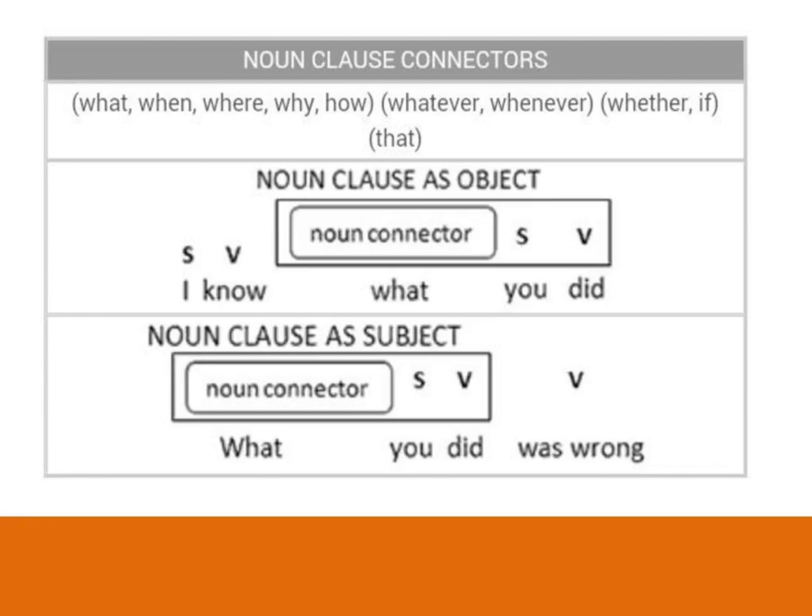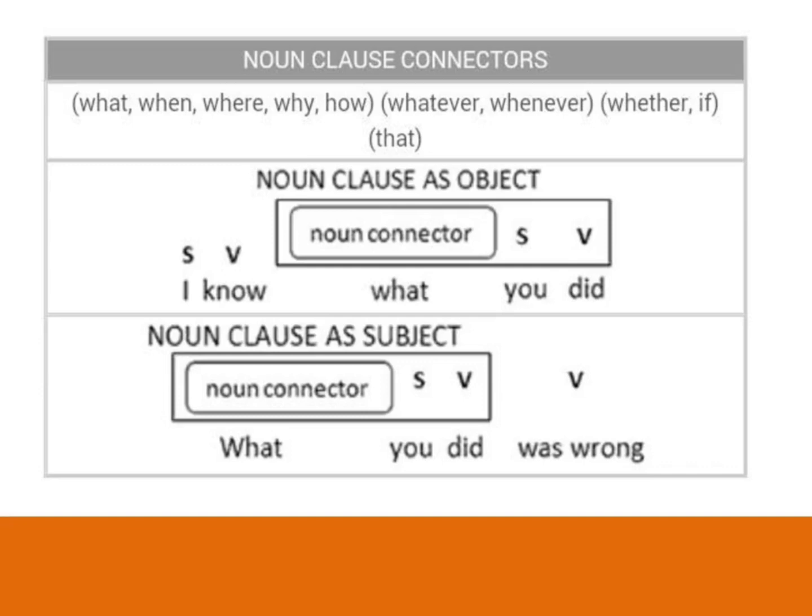Let's look at the example in the box again. I know what you did. What is called a noun clause here starts from what you did. What here is the connector. That's why it's called a noun clause. Noun clauses have many types, namely they can be object, subject, and so on. We'll go through them one by one.